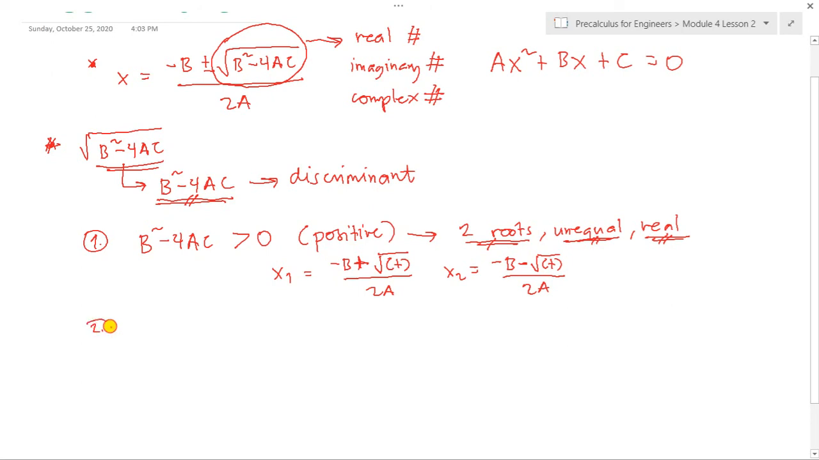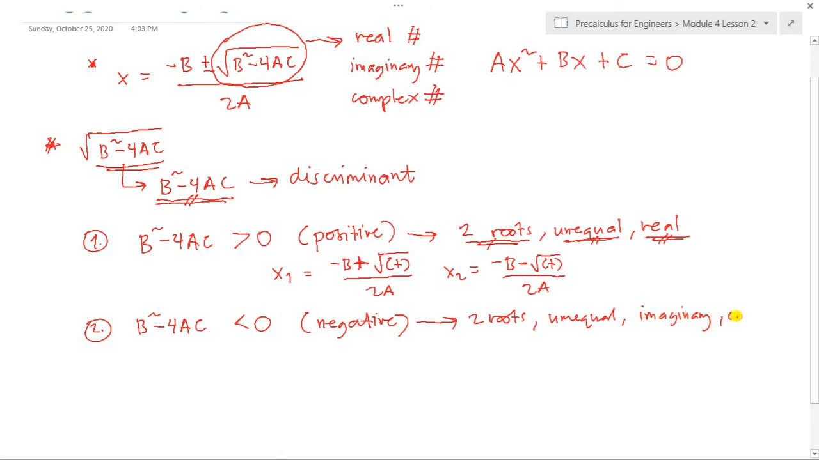How about if our b squared minus 4ac is less than 0? What does this mean? The answer of our discriminant is negative. When this is negative, class, we have, of course, still two roots. So 2 roots, still unequal, but this time they are not real but imaginary. So imaginary or complex.